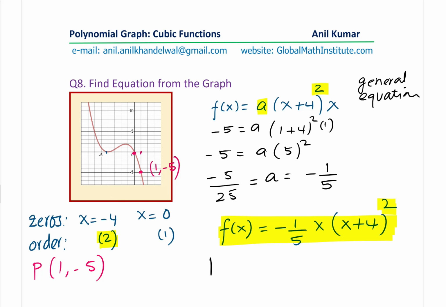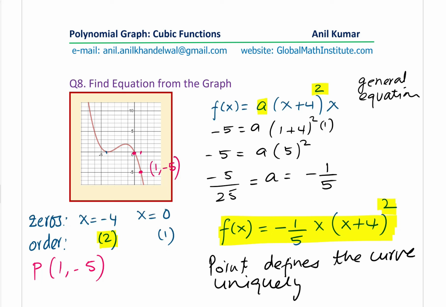Now, point defines the curve uniquely, right? So apart from the x-intercepts I'm talking about, that particular point is very important.